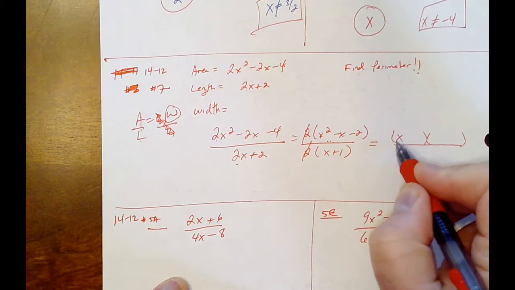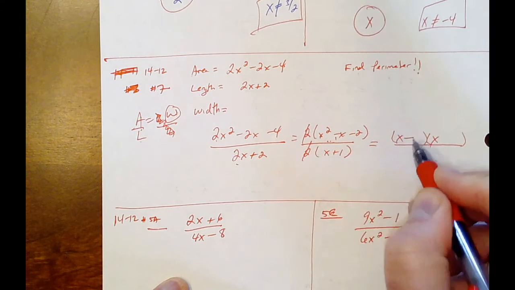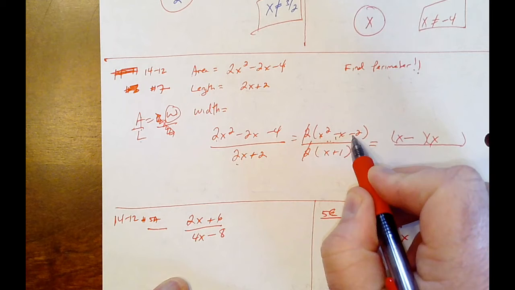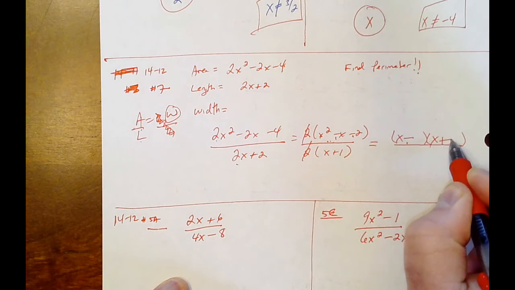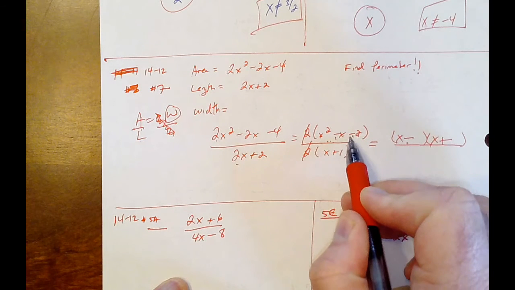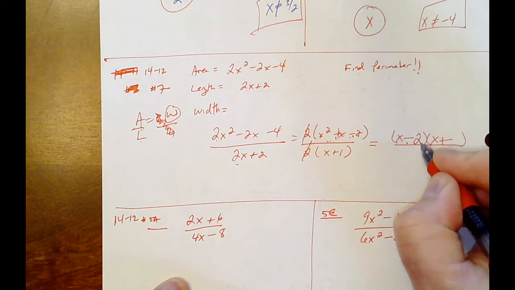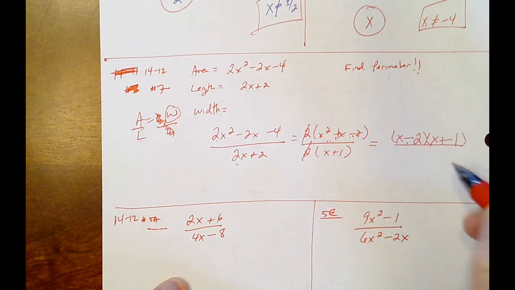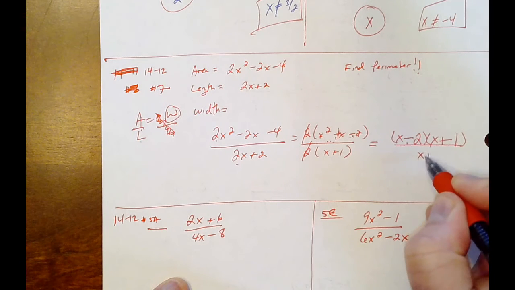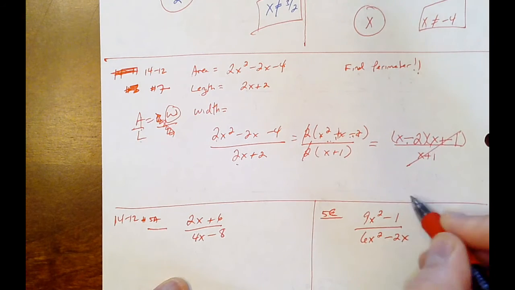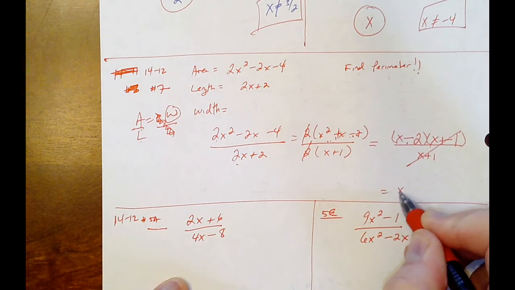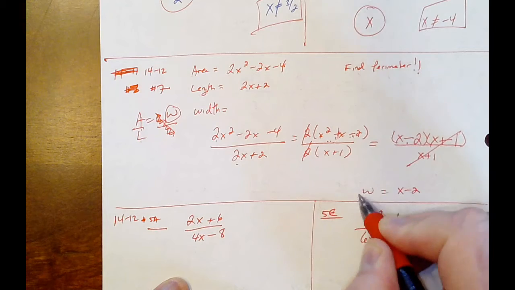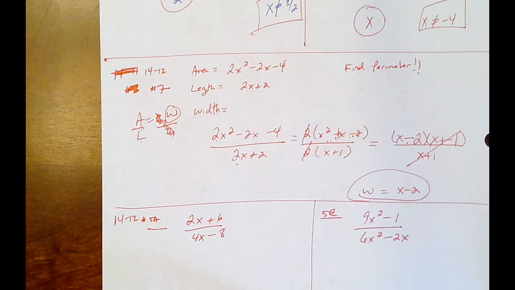X squared is x and x. The first sign is negative, so it goes here. This negative sign means you go opposite of the first sign, which means it's going to be a plus. Factors of 2 that have a difference of 1 are big guy number 2, small guy number 1, and all over x plus 1. That cancels out, and what you're left with as an answer is x minus 2, which is now your width. Now that's all well and good.